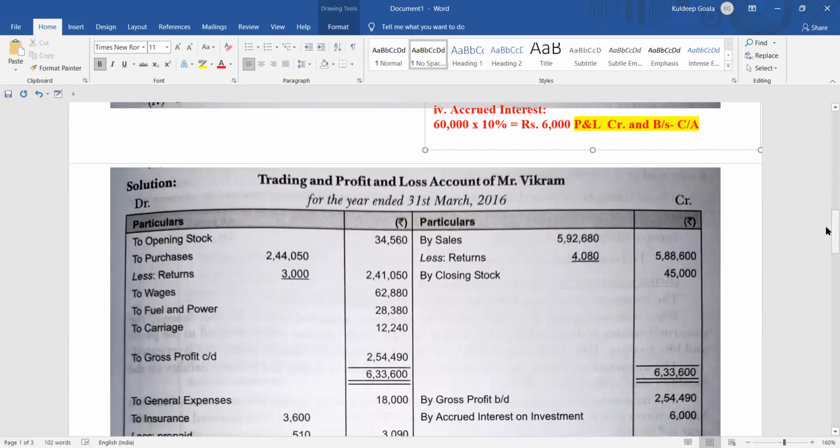What will you write? By sales in the inner column, isn't it? By sales in the inner column. Okay, by sales in the inner column 5,92,680 rupees, less return 4,080 rupees, and in the outer column it will appear as 5,88,600 rupees. Yes, after adjustment. So then coming to the next item.